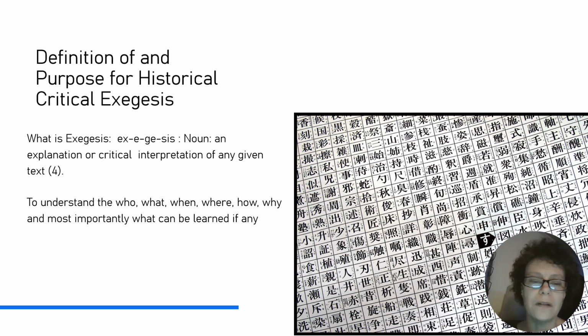Exegesis is a noun, and it's an explanation or interpretation of any given text. It's to understand the who, what, when, where, how, why, and most importantly, what can we learn, if any.